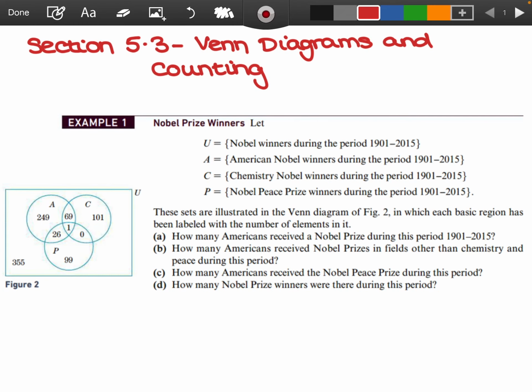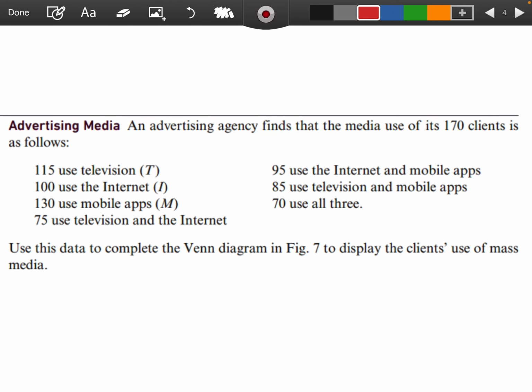Today's video we're going to look at section 5.3, and this is basically just going to be two different types of examples that you will see in this section. It's looking at different types of Venn diagram problems. So the first type of problem is where you are given the Venn diagram completely filled in with the number of people or things in each particular set, and they will ask you to pull information from that Venn diagram.